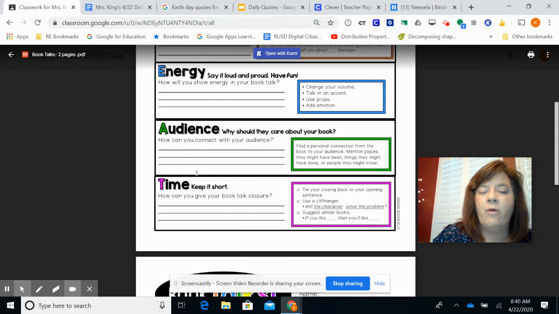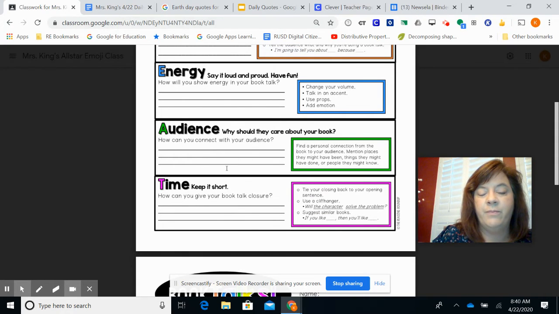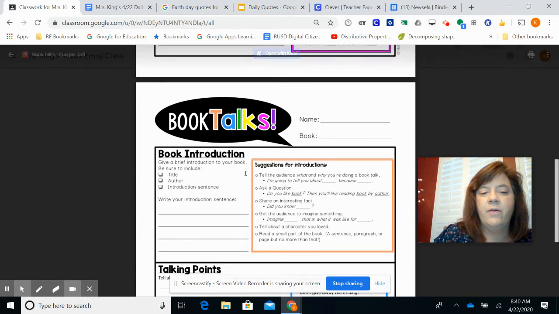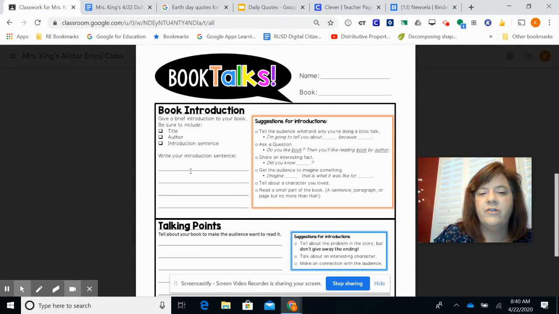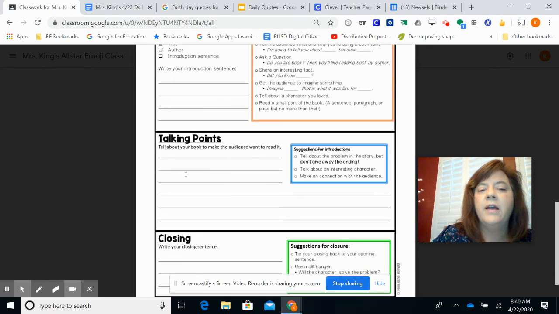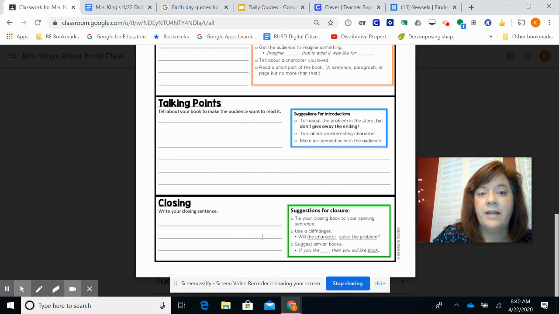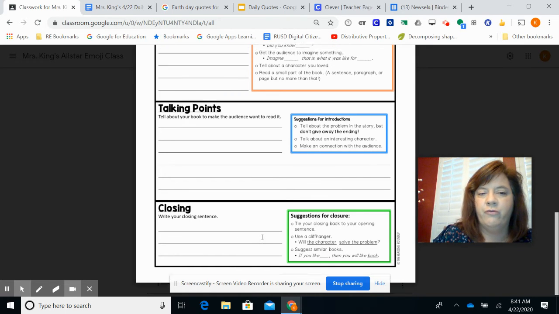And I want you to think about what you could say about your independent reading book that would include these things. And then right here, the book introduction is write your introduction sentence. What are you going to start out for your book talk to tell us about your book? Talking points. What do you want us to know without giving away the ending? Is it about the character? Is it something that's related to you and your life? Tell us something interesting about the book. And then a closing remark to keep us thinking about, I want to go read that book. Kind of like a commercial for your book.